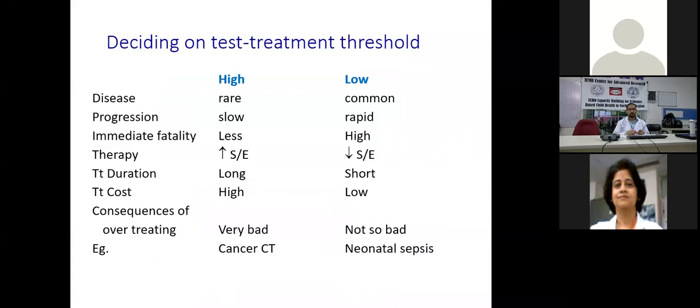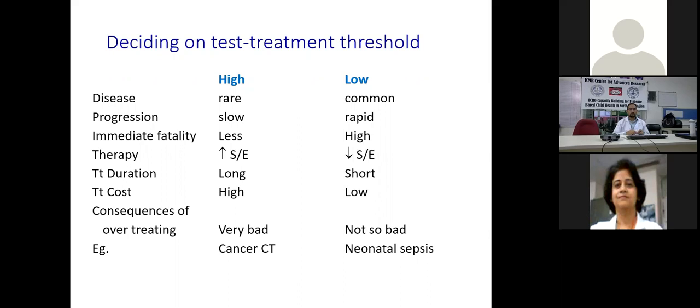So how do you decide on the test treatment threshold? I'll just give you two common examples, but for each disease, it will be different. So on the left side, if you take a disease which is rare, whose progression is slow, where immediate fatality is less, where the therapy has a lot of adverse effects, where the treatment duration is long, treatment cost is high, and the consequences of over-treating patients is very bad, then you are likely to have a high test treatment threshold. Typical example is cancer chemotherapy, where you can't afford to go wrong when you're treating the patient.